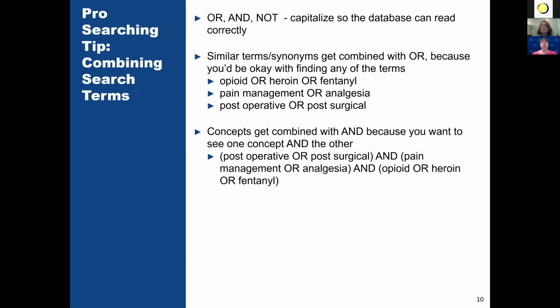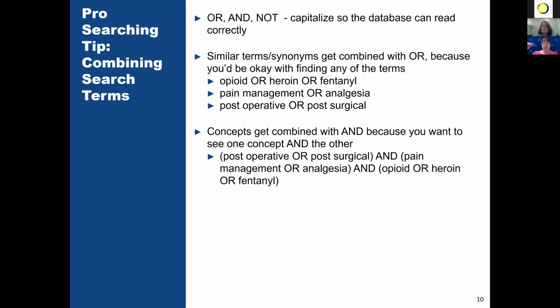Other tips, combining your search terms. You've probably heard the term Boolean operators, the Boolean logic: and, or, not. We're kind of going back to high school set theory when you think about this. In all databases, it's a good habit to uppercase your Boolean operators: AND, OR, NOT. There are a few databases that'll work if you don't, but some won't if you don't. So always capitalize the AND, the OR, the NOT.